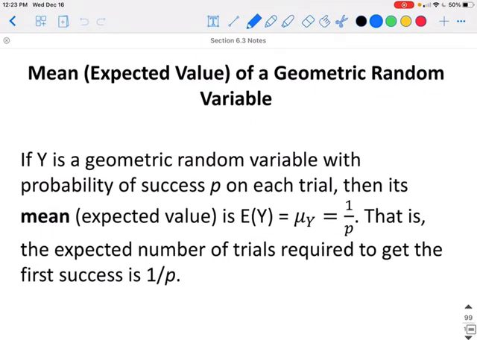If you need to find the mean or the expected value for a geometric random variable, you're just going to do 1 over the probability of success. This tells you on average how many trials you will have to do before you are successful. In that birthday game example, our probability of success was 1 out of 7, so we would do 1 over 1/7. When you have a fraction over a fraction, remember you flip the second one and multiply. So we would expect that on average, someone would have to play the game or do 7 trials before they were successful.